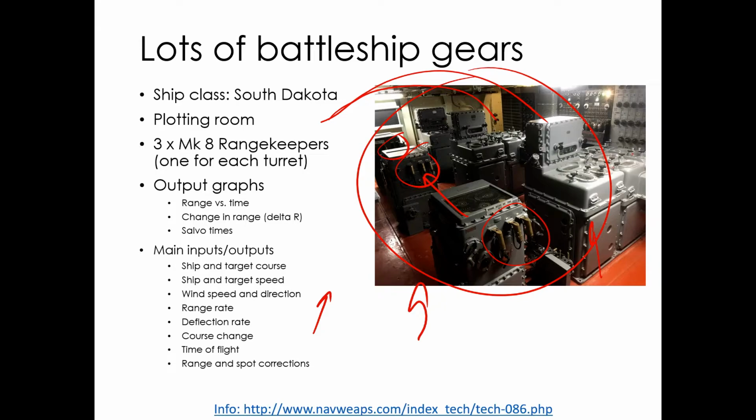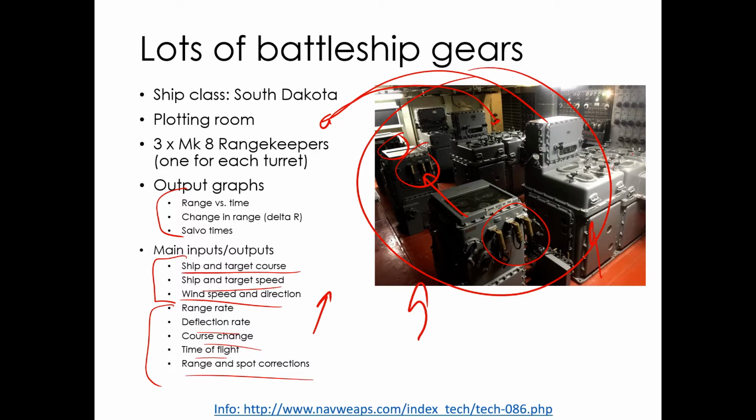It's pretty cool. Anyway, these things would take as input your course and speed, your target's course and speed, wind speed and direction, the rate at which range is changing, deflection rate, course change, time of flight, range and spot corrections. And this thing would output range versus time, the change in range, and the time it takes for salvos to land, so the time it takes for the shell to get from here to where it impacts. Some of these are inputs and some are outputs, right? This would be input, these would be more output things down here. But the point is, it tells you where to aim the guns, how to elevate them, and when to fire. And it worked pretty well.